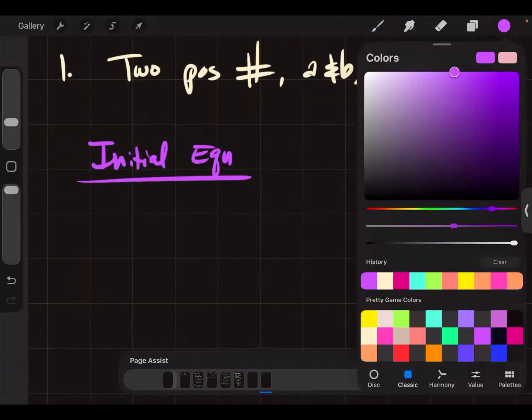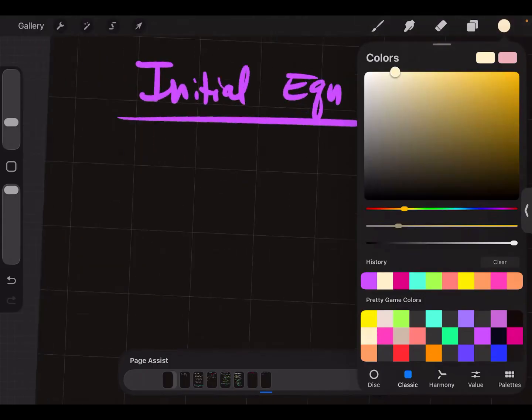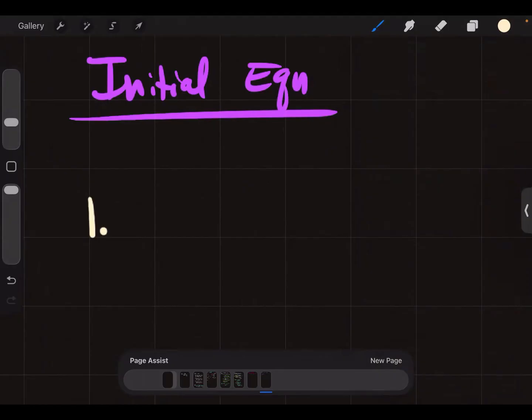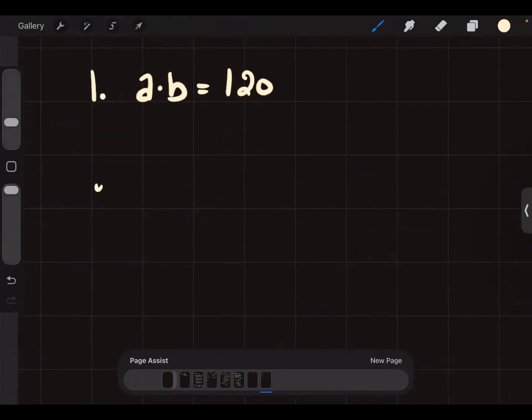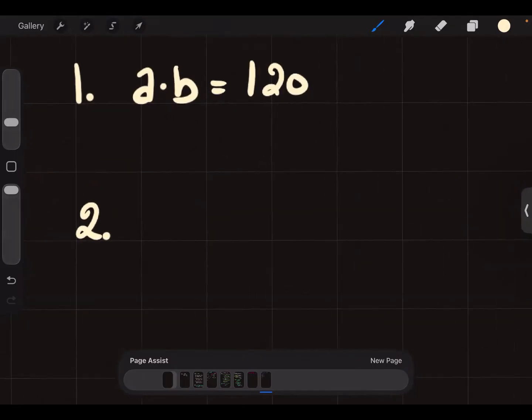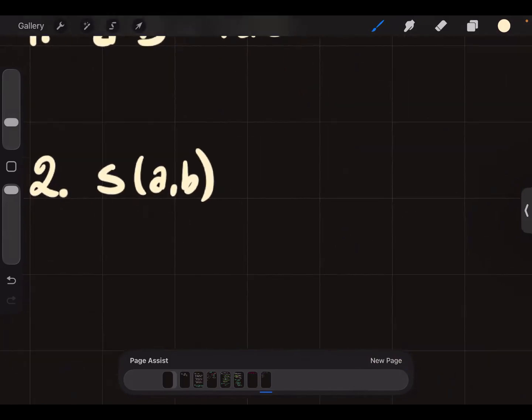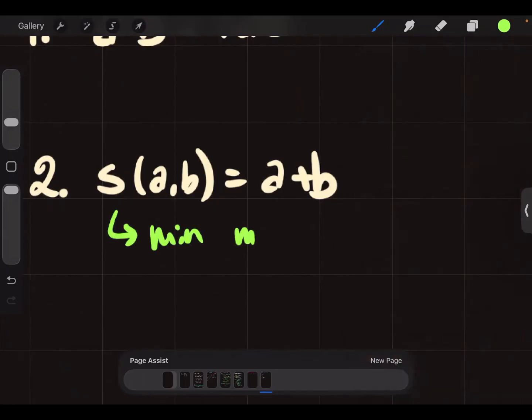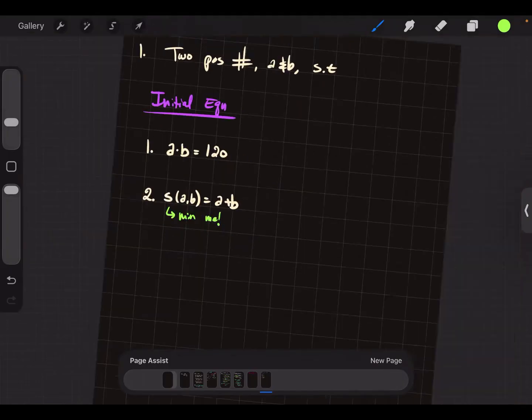Well, what does it say? It says, 1, you want the product to be 120. A times B is equal to 120. And 2, you know that you want to minimize the sum. So the sum of A and B, I like to write as a two-variable equation, is equal to A plus B. We'll note that we want to minimize.